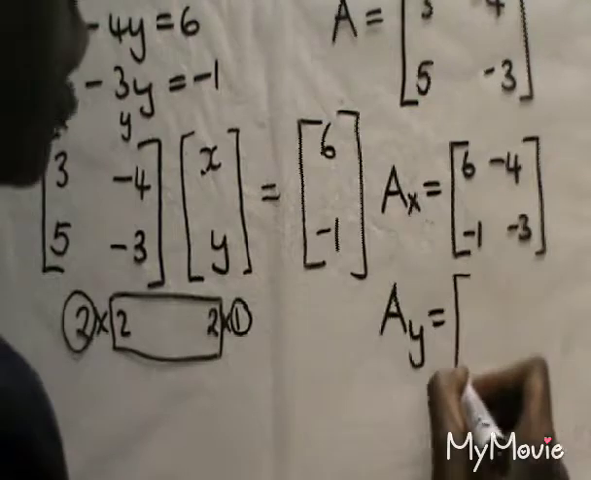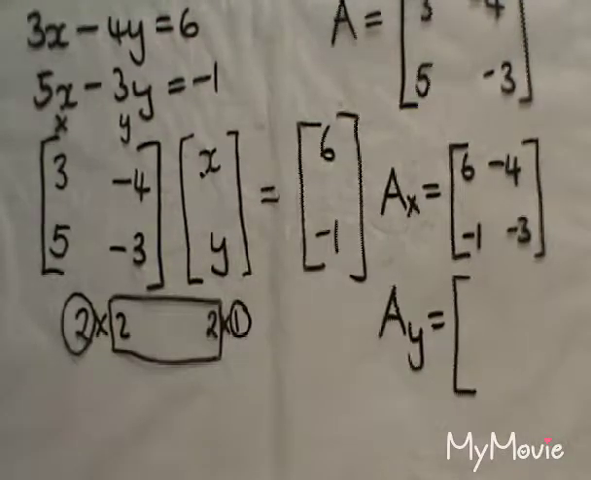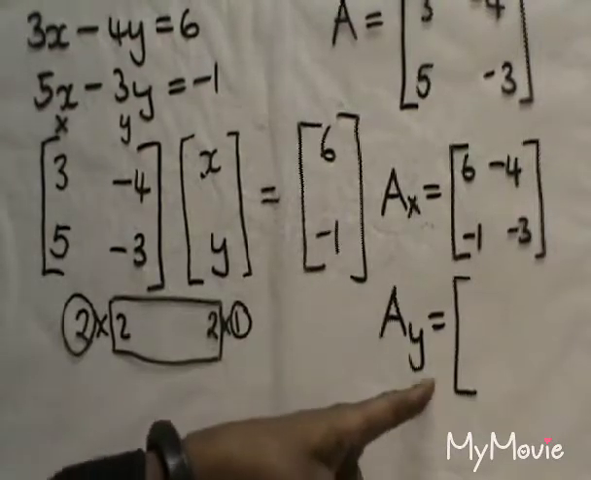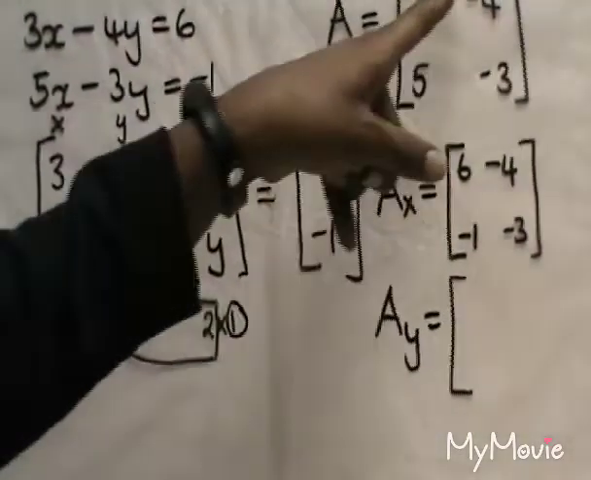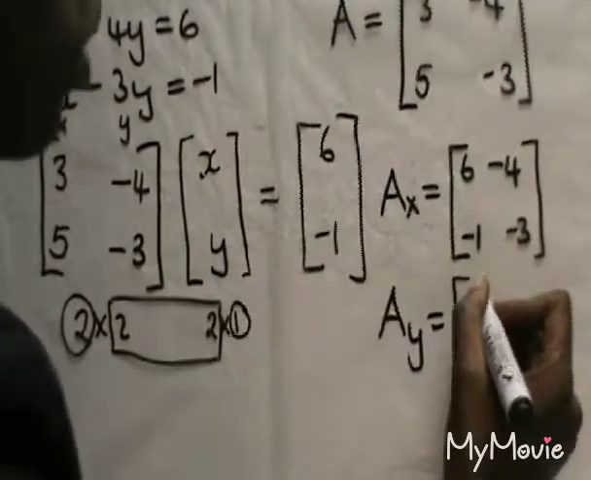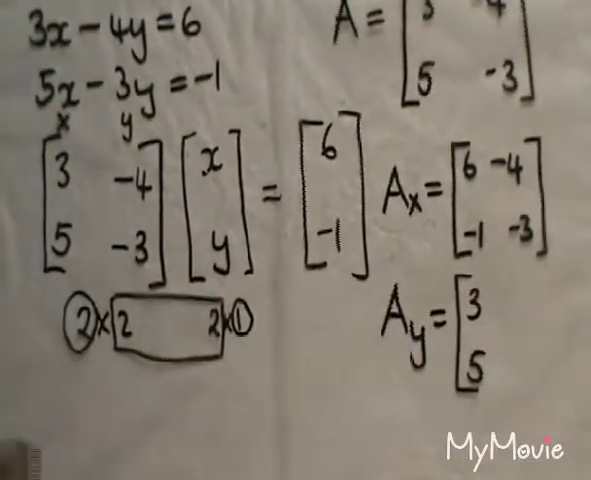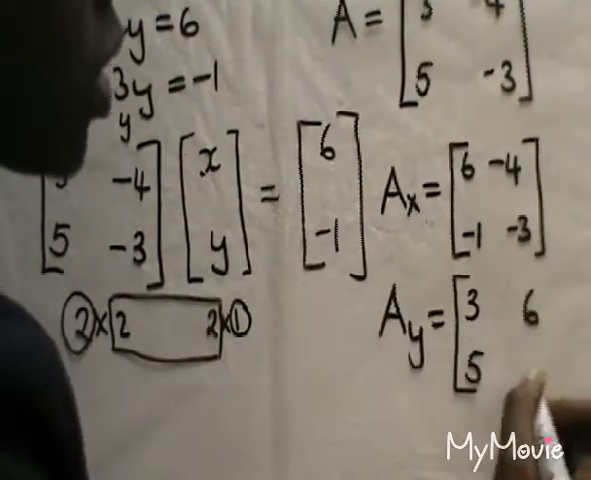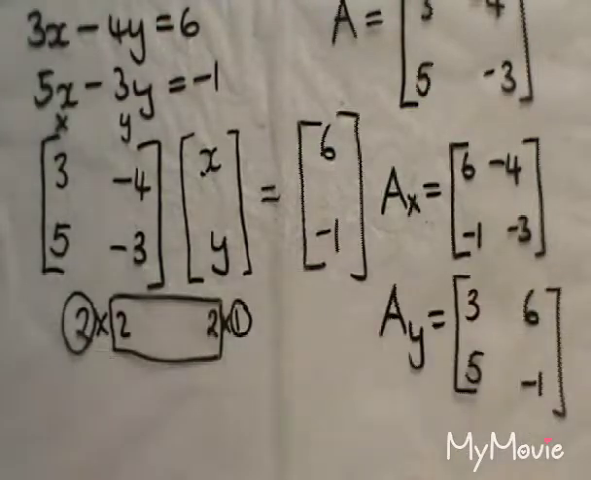And what I get is this: the x values should stay the same, so I don't substitute or swap the x column and the y column at the same time. I'm always only replacing one column at a time. With bigger matrices you will be able to see that better, but here I only change the y of A. So this one should stay the same, so it's 3 and 5. And then over here, instead of minus 4 and minus 3, I replace it with 6 and minus 1. Okay, so that is the first part of Cramer's rule.